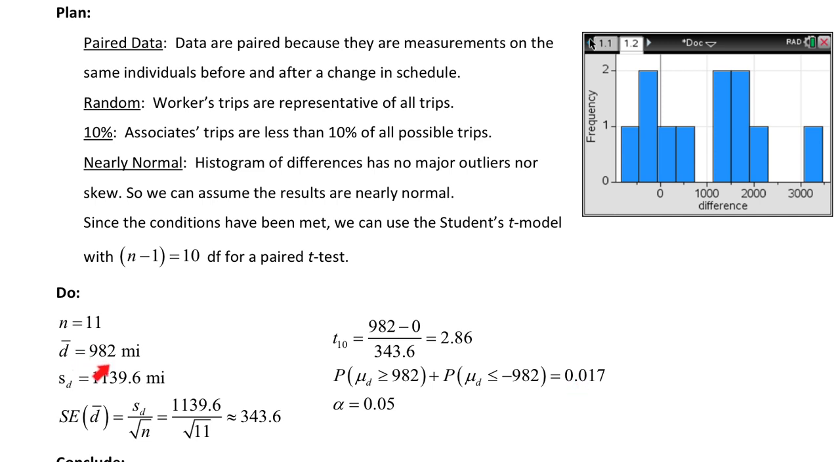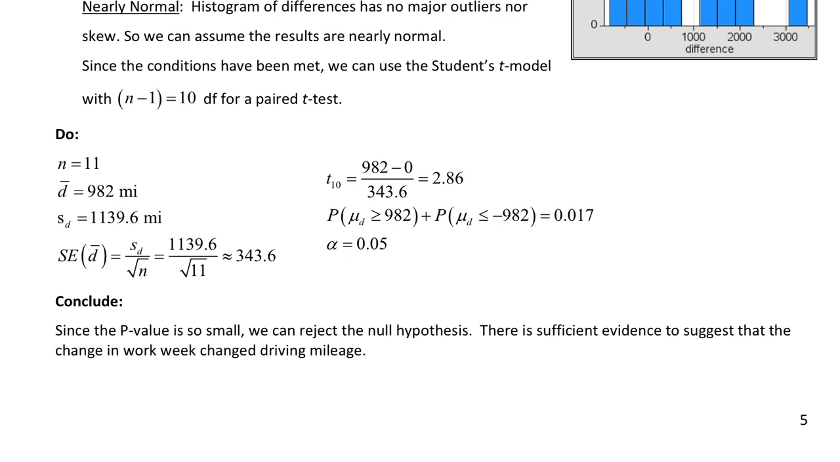So we had almost a 1,000-mile difference. The standard deviation of our differences was really large, larger than our mean. That's crazy. Then our standard error comes down to 300 when we divide by the square root of 11. The t value is 2.86. Okay, I guess it's not as large as I was thinking. That explains why this isn't as small. But when we compare it against our alpha, we are still going to reject. Since our p-value is so small, we can reject the null hypothesis. There is sufficient evidence to suggest that the change in work week changed driving mileage.